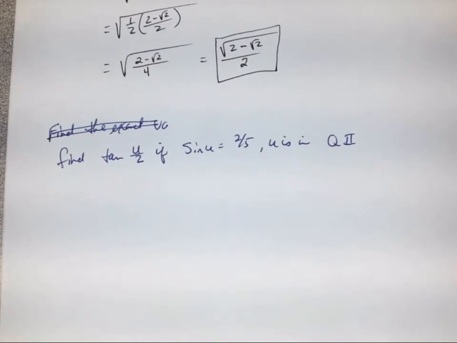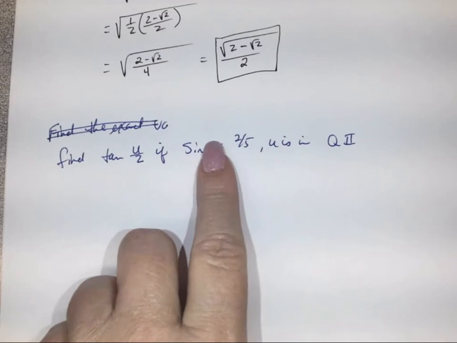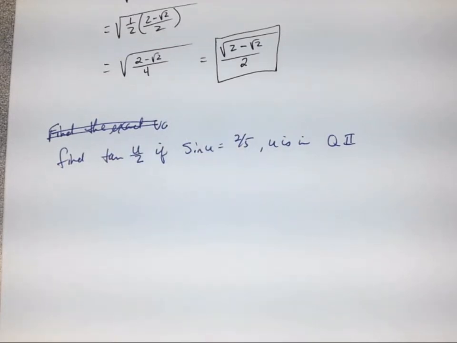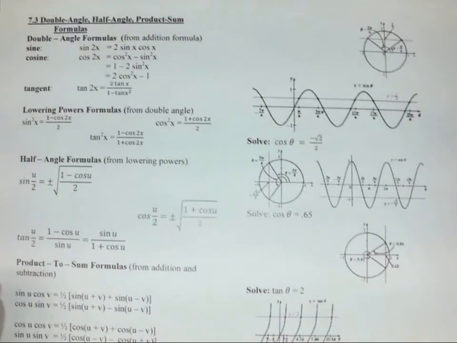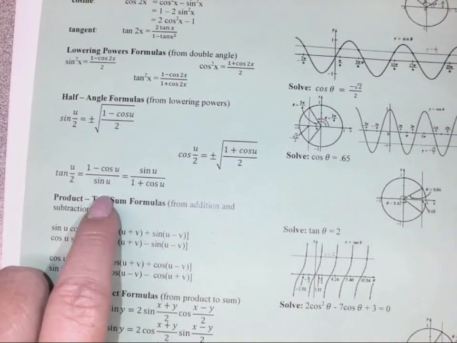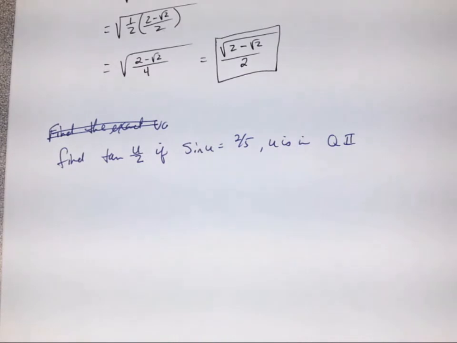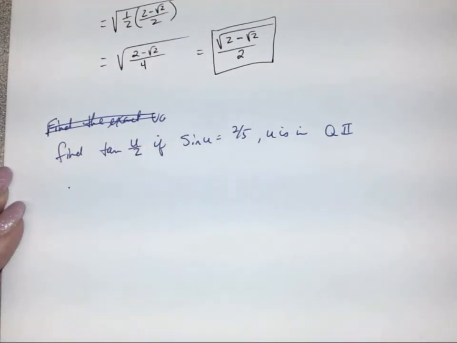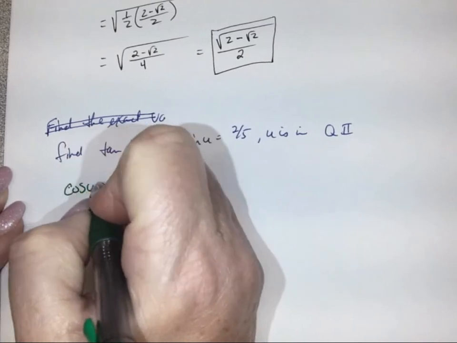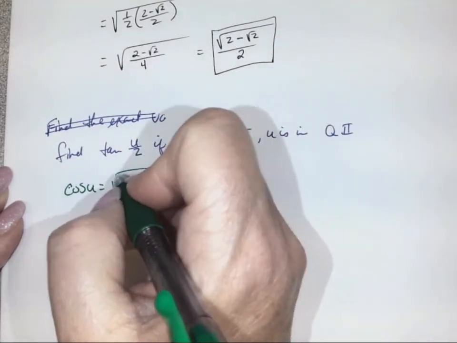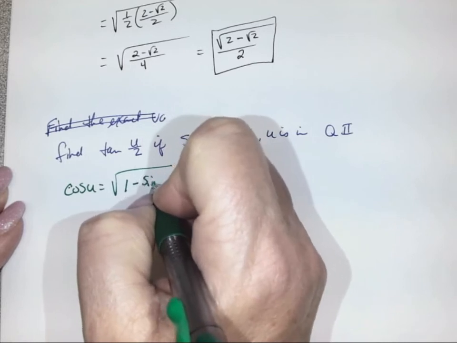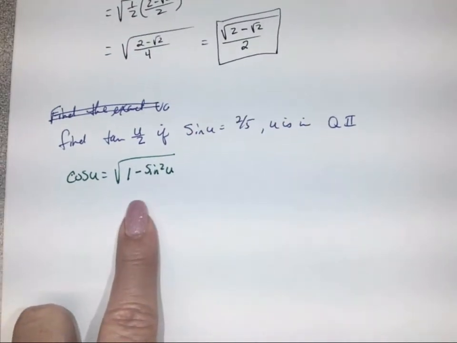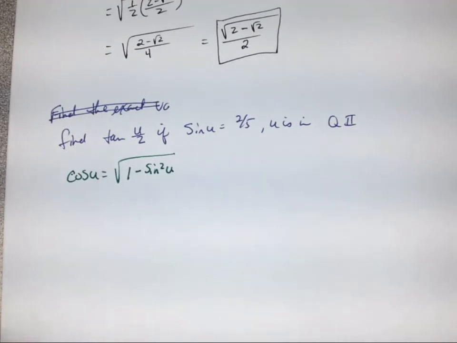So we need to find the cosine in order to do tangent, because our tangent formula has cosine and sine, and we don't have the value of cosine, we only have it for sine, so let's go find our cosine. So you know from the Pythagorean theorem, because we've talked about this a couple of times, that the cosine of u will be equal to the square root of 1 minus sine squared u. We know because it's in quadrant 2 that our cosine will be a negative value.